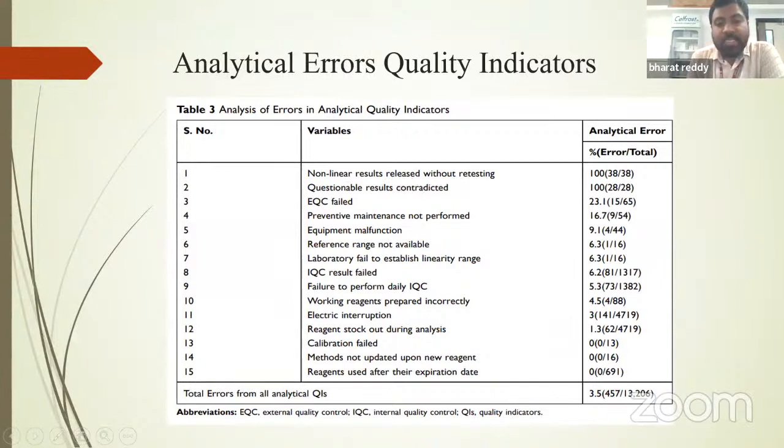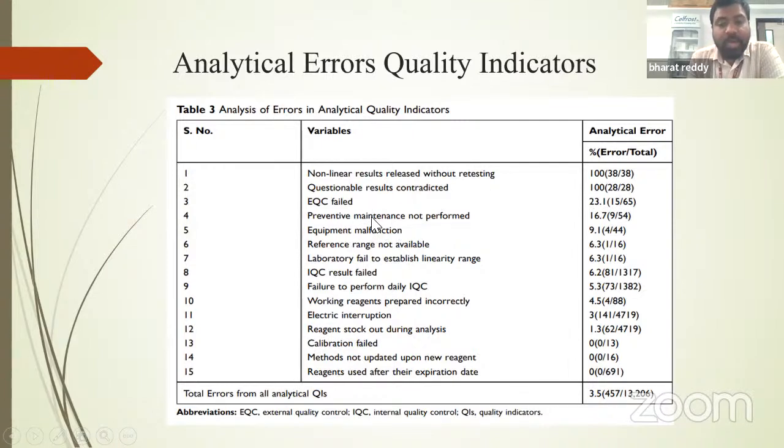These are non-linear results released without retesting. For example, if there is a non-linear result, we can perform dilution, and then retest it, and then we have to release the report. And questionable results and contradicted results also, this is one quality indicator. And then external quality control failure. See, 23.1% is there, external quality control failure also is there.